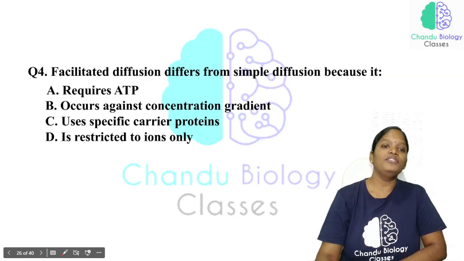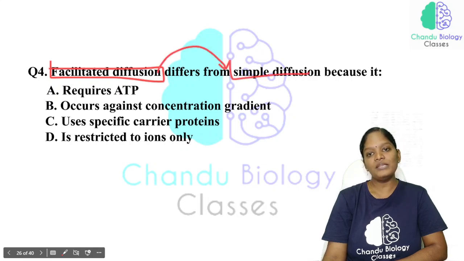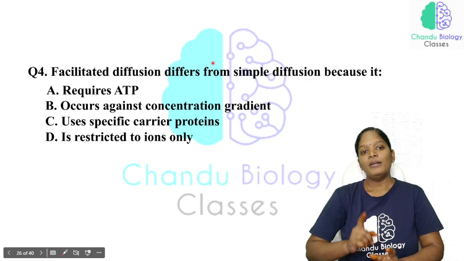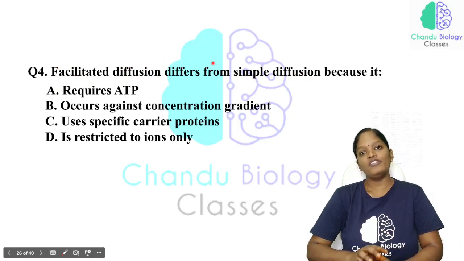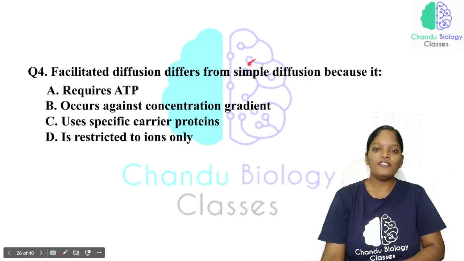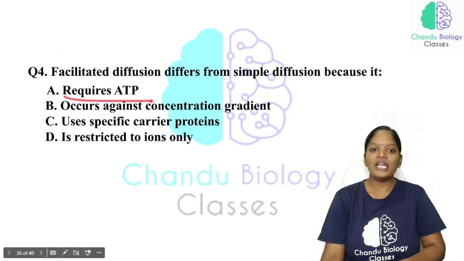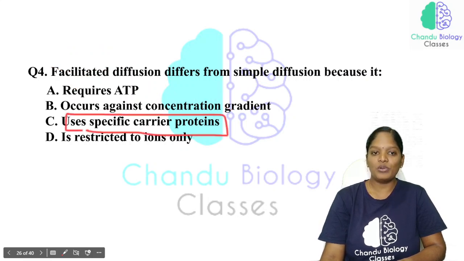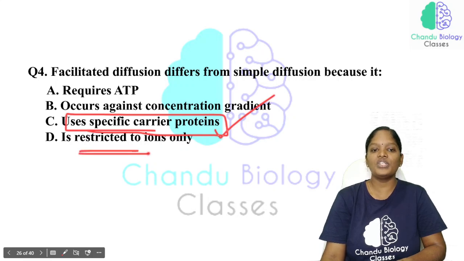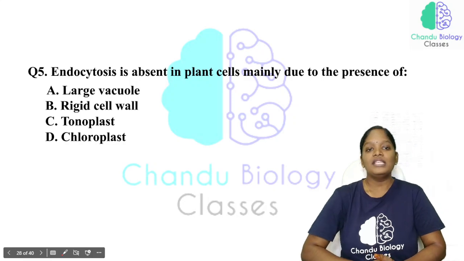Okay. Now, the fourth question will be, how facilitated diffusion differs from simple diffusion. Before that you should know, both facilitated and simple diffusion are types of passive transport, but you should know the difference. Simple diffusion doesn't need energy. Of course, facilitated diffusion also doesn't need energy. It requires ATP? Of course, it is not. Occurs against the concentration gradient? No, again it is not. Uses specific carrier proteins? This is the right statement. It's restricted to ions only? No, it is not a right statement. So the correct answer will be option C.